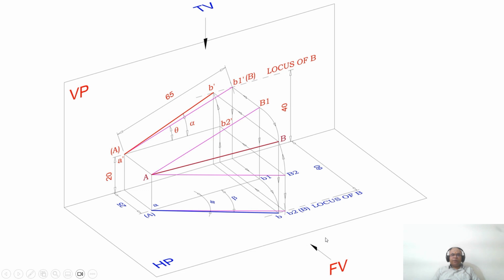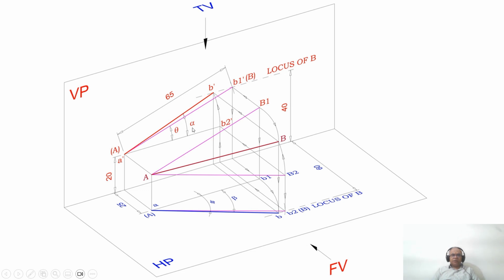When you look from the front view, the image which is A dash B2 dash is being rotated such that B dash is above HP by 40 mm. You are rotating till B2 dash becomes above HP by 40 mm, such that the length of A dash B2 dash is the same as the length of A dash B dash, till the locus of B in the front view. So you mark this point as B dash and join A dash B dash with a dotted line.